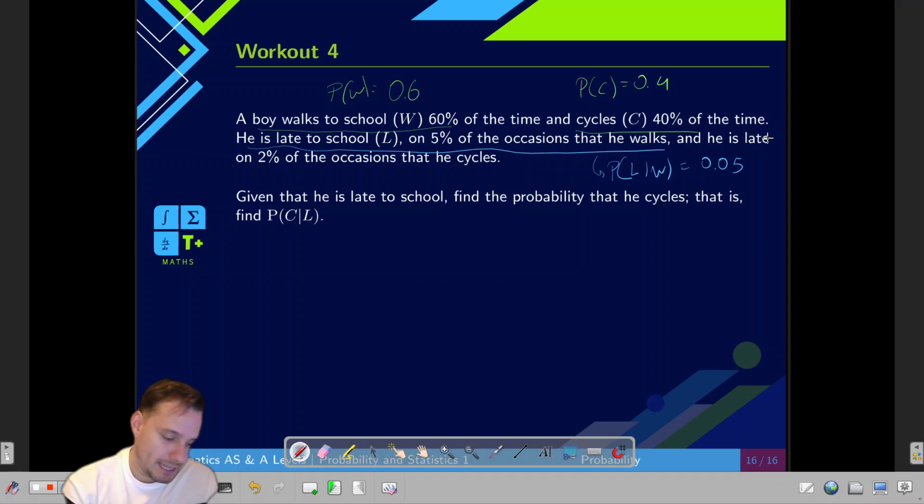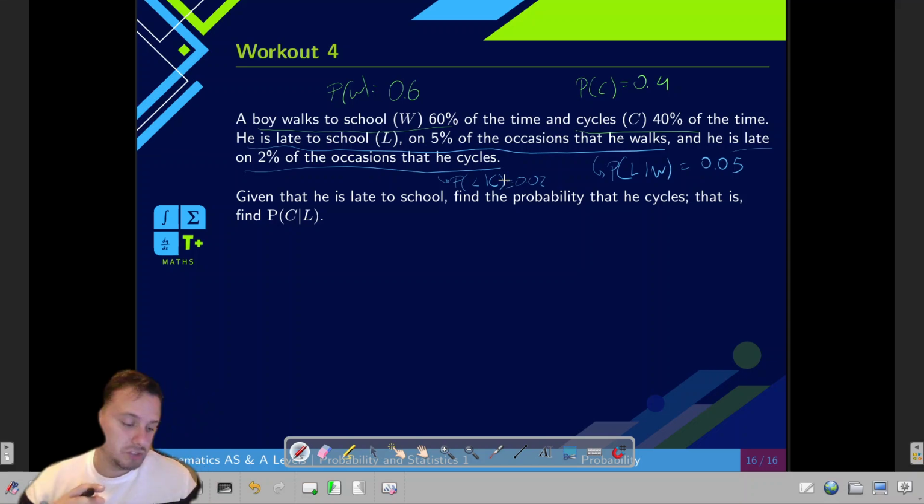And then he's late on 2% of the occasions that he cycles. Now, here we have the probability that he's late, knowing that he cycled. This is 0.02. So we're essentially just converting the information that we have into some mathematical elements that we can find.